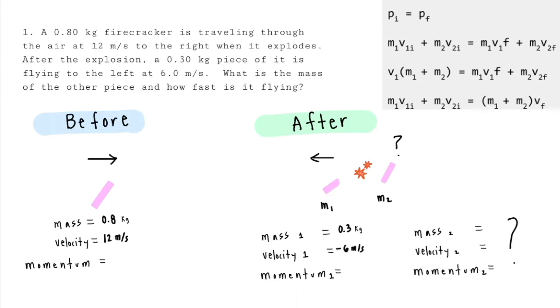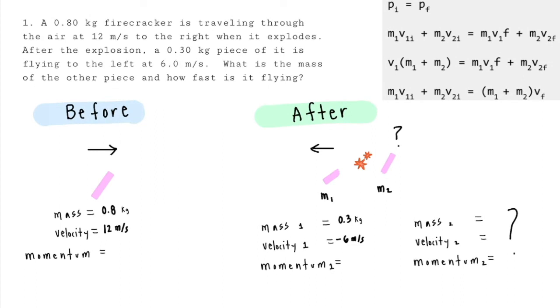For this assignment, you need to draw a picture and highlight your givens that are in the problem. So I have my before information highlighted in blue, or I will have it highlighted in blue, and then the after information highlighted in green.